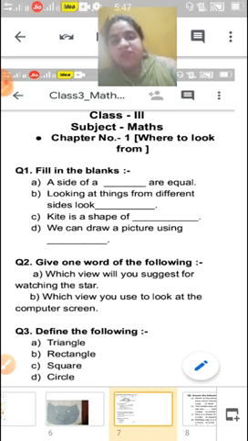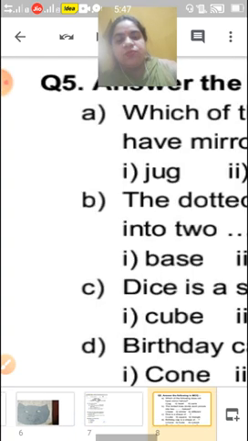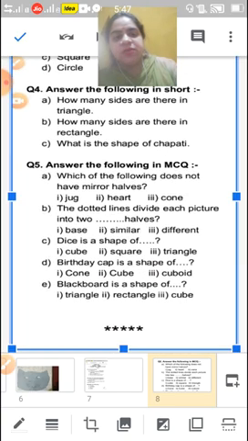A square is a shape with four sides that are all the same length and four corners that are all right angles. Now come to next, circle. A circle is a shape with all points the same distance from its center. So this is your circle. Now come to our next question. Question number 4. Answer the following in short.